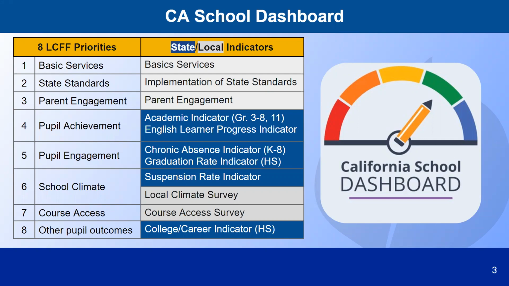One important note about county offices of education is that COEs have 2 additional state priorities relating to services for foster youth and expelled students. These additional priorities require local indicator data to be entered on the dashboard.